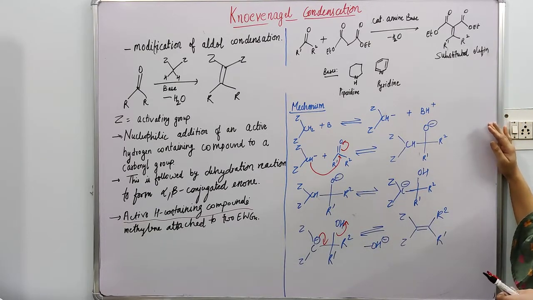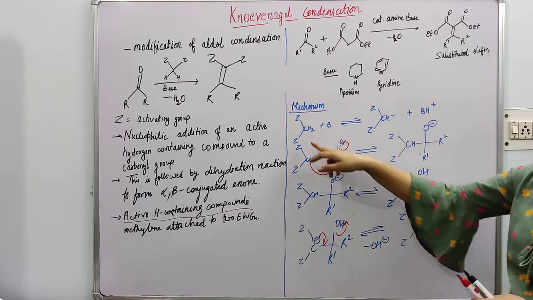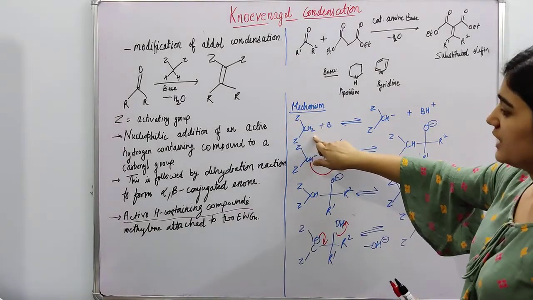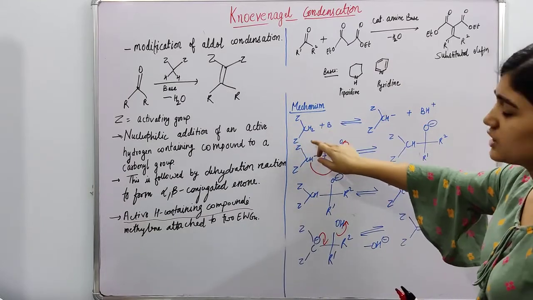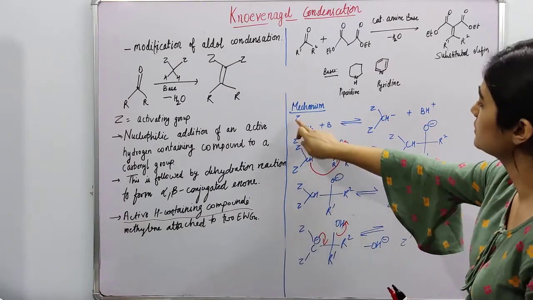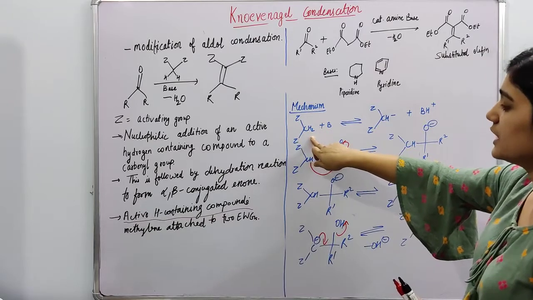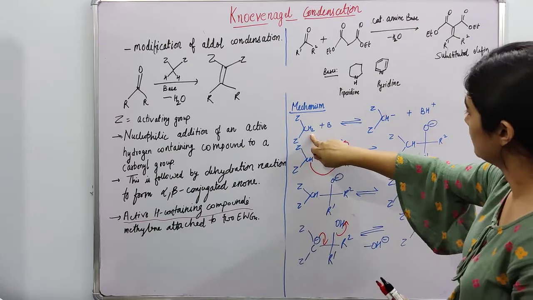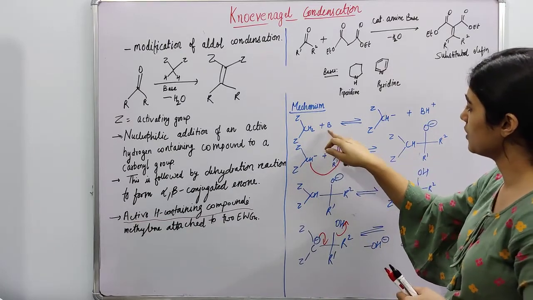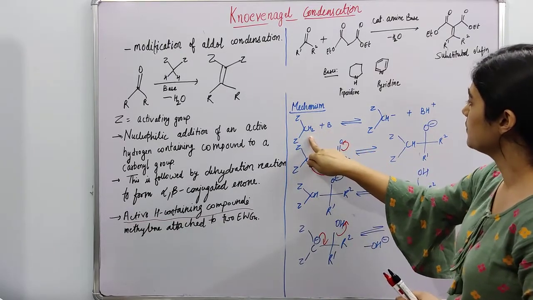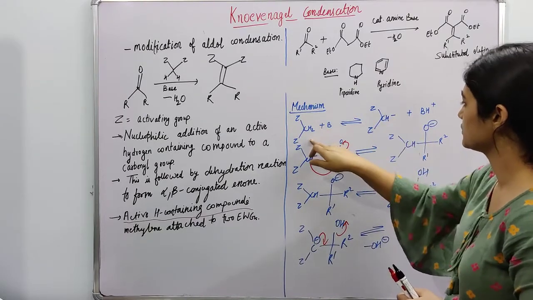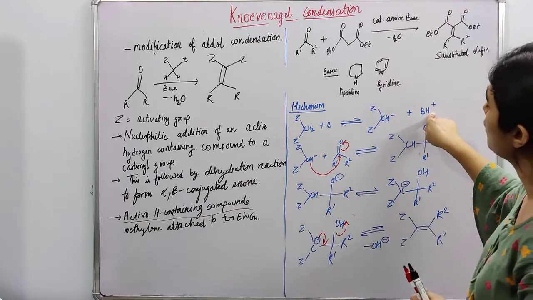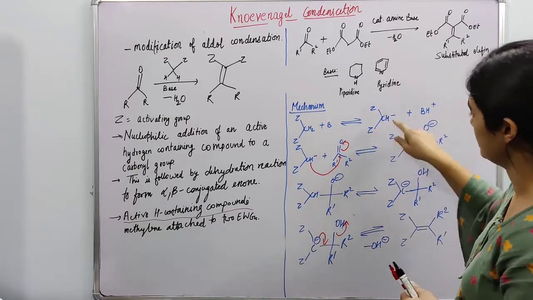What happens here? Instead of some particular active hydrogen containing compound, I have taken a general form. So these Z groups represent the electron withdrawing groups attached to the methylene. So when we have active hydrogen containing compound in presence of base, this compound tends to lose its hydrogen. That hydrogen will attach to the base and form BH positive. Alright, and you will get an anion.